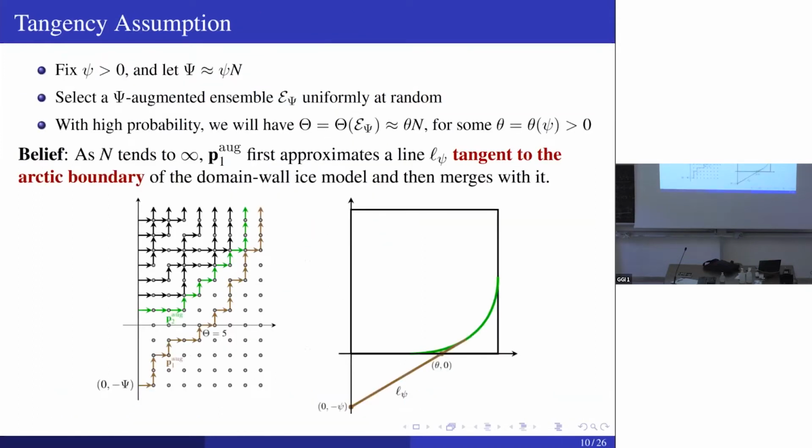Okay, so the basic belief that underlies the tangent method is this tangency assumption, which I'll try to explain in this slide. So let capital psi scale like little psi times n, for some real parameter little psi, and we'll select a psi augmented domain, psi uniformly at random. So I just pick one uniformly at random.